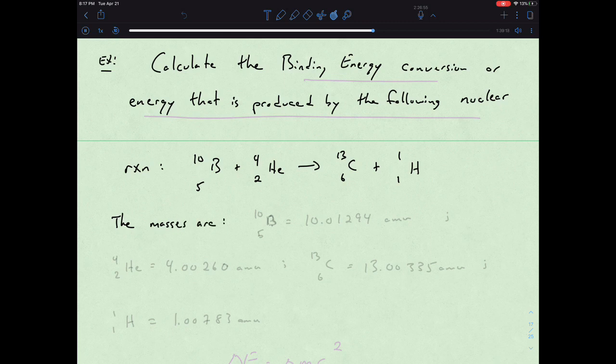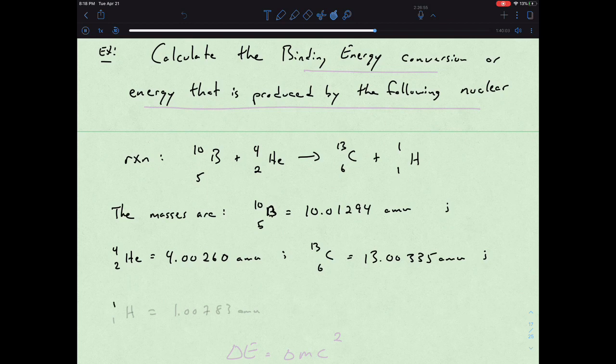And so the masses that we have here for the boron 10, we have a mass equal to 10.01294 AMUs. For our helium, 4.00260 AMUs. For the carbon is 13.00335 AMUs, and for the hydrogen equal to 1.00783 AMUs.